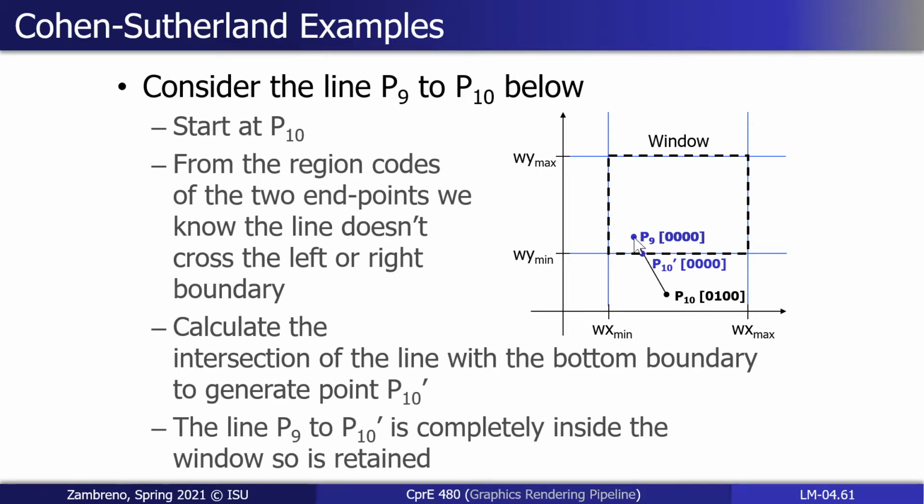So in this case, in your user application, in your OpenGL code, you're specifying P9 and P10. What's actually getting rendered is P9 and that P10 prime, based on where that intersection would be with that window. That's what it means to clip something.